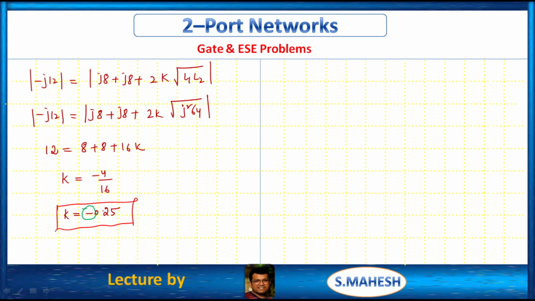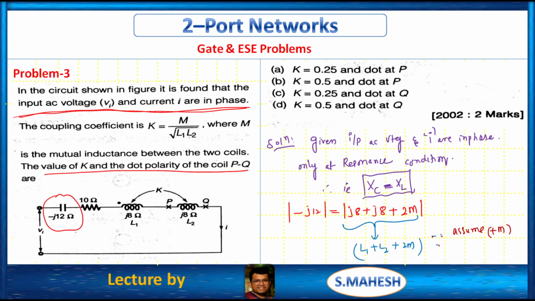Here the minus sign represents that the coupling will be opposite. Therefore the dot will be at Q and K equals 0.25. Option C is the correct answer. K equals 0.25 and dot at Q.